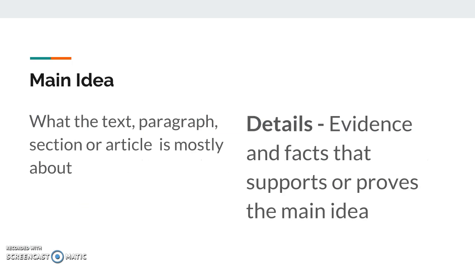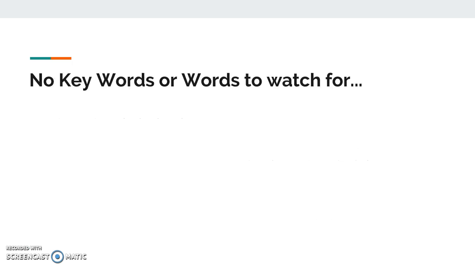Main idea: what the text, paragraph, section, or article is mostly about. The details are the evidence and facts that support or prove the main idea. There are no keywords or words to watch for because you're only watching for how the author organizes their text.